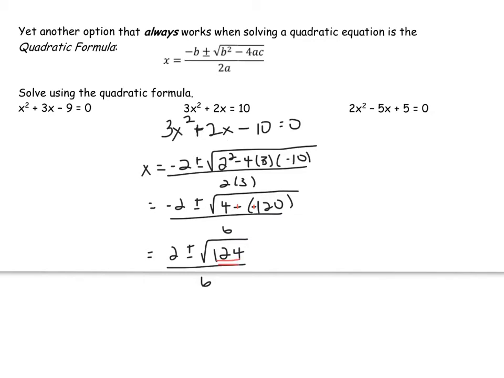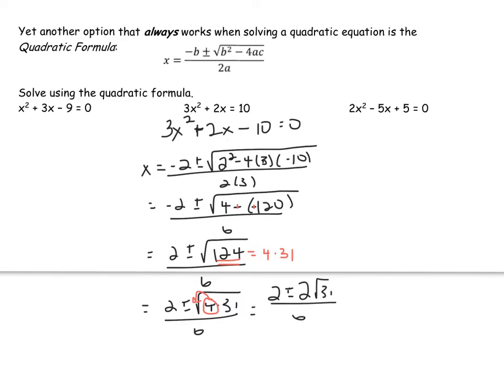Now that isn't a perfect square, but there's a number that goes into 124 that is a perfect square. So we can break this down into 4 times 31. And when you do that, you'll be able to simplify the square root of 4 times 31 all over 6. The square root of 4 is a perfect square, so we can go to the outside as a 2. This gives us, I know this problem's kind of crazy, 2 plus or minus 2 radical 31 all over 6.